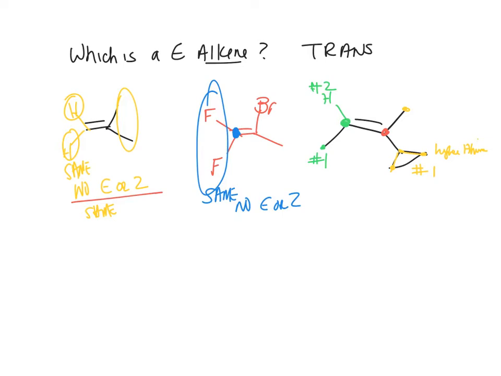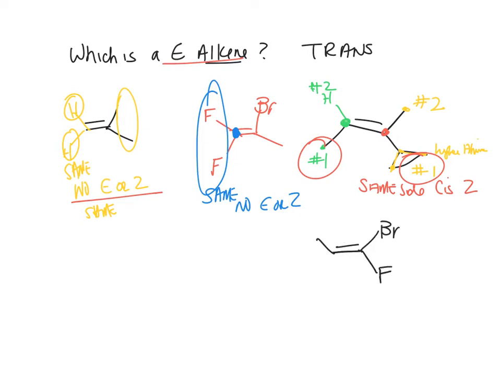All right, so when you have the higher priorities, just like when you're assigning R and S, this would be a number 1, and then this carbon would be number 2. And so if you circle both your 1s, and if they're on the same side, that's a cis, and a cis is also Z. Okay, well, this problem asks for E alkene. So you look at the other compound, you have a choice.